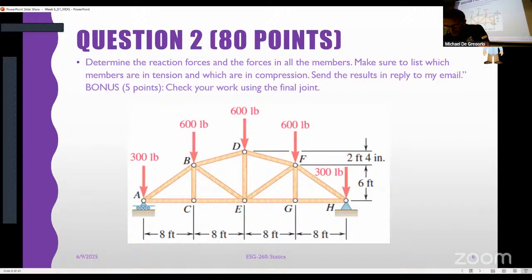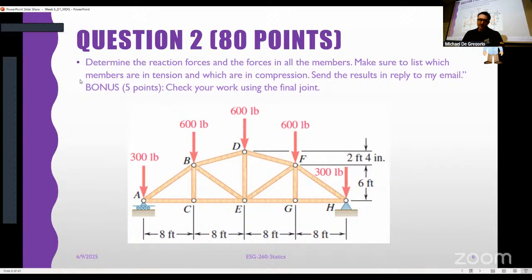Right. Okay. Now you guys, you're not gonna believe it, but there's an easier way to do this than what you're thinking. So here it is, right? Determine the reaction forces and the forces in all the members. Make sure to list which members are in tension and which are in compression. Send the results in. I didn't get any emails, so bummer for you guys. Just kidding. That was a joke. It's horrible. Why would you say that? All right. Bonus, check your work, right? Notice that the bonus is also to check your work. That's crazy.